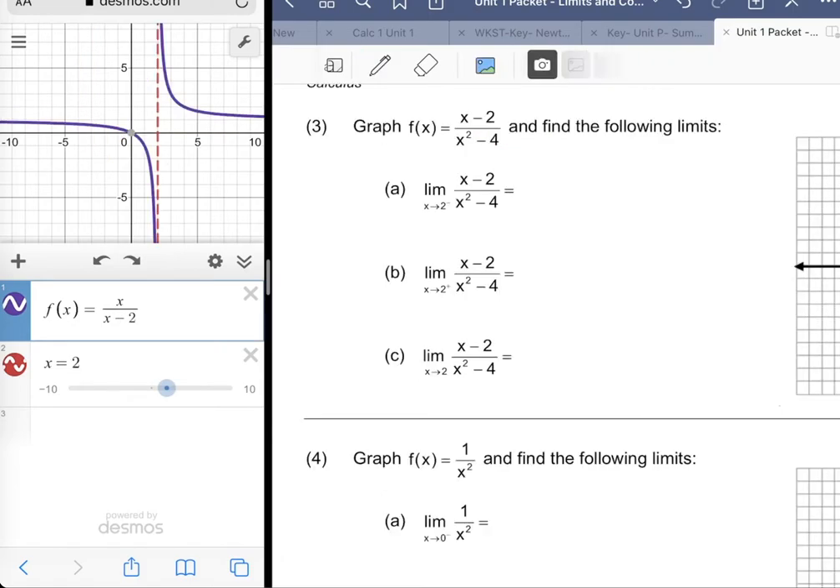You have a factorable denominator: x minus 2, x plus 2. One of them is a common factor with the numerator. You see the x minus 2? That indicates the presence of a point discontinuity, or a hole, in the graph.